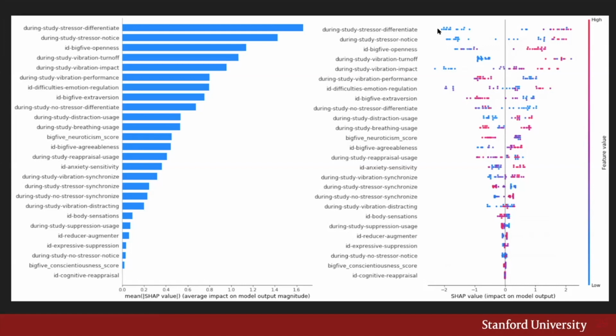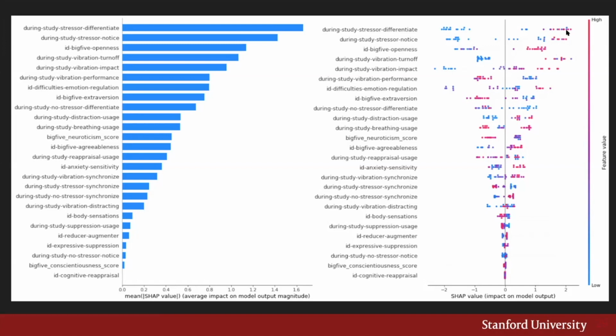Let's walk through an example. Consider the top row, "During study, stressor differentiate." It means how well did the participant differentiate between the inhalation and exhalation phases during post-stressor 2. And as we remember, 0 means very easy and 100 means extremely difficult. Each point represents an individual. The color of the points represents the value of that feature. The bluer points represent participants who could relatively easily differentiate between the two phases of the vibration pattern of the pacer, meaning values closer to 0, and the redder points represent participants who could not.